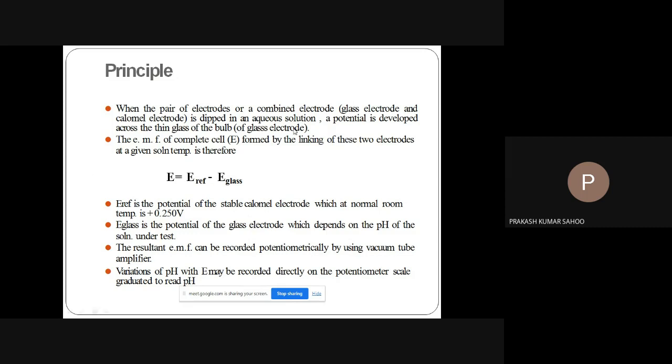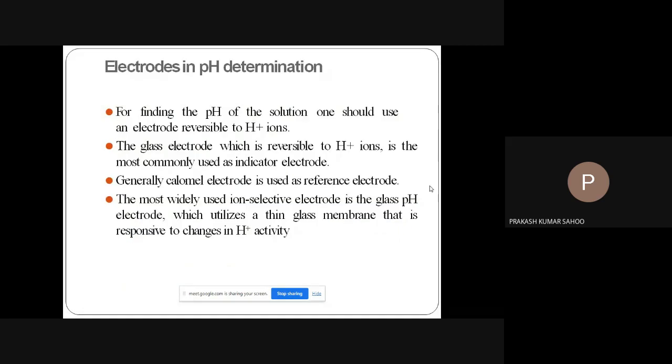So it is very easy here, two electrodes are used, the glass electrode and the reference electrode. The reference electrode is our standard calomel electrode. It has the cell potential of 0.25 volt. Okay, and for the glass electrode we have used, the change in electrode potential of the glass electrode depends on the change in pH, and which is recorded through the potentiometer, which is a digital instrument.